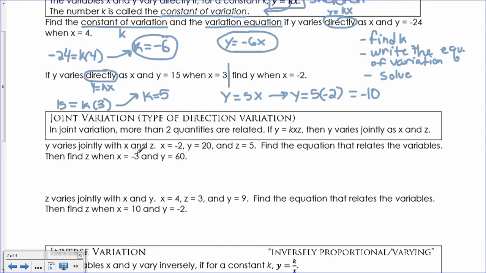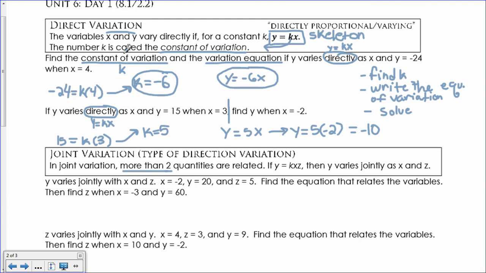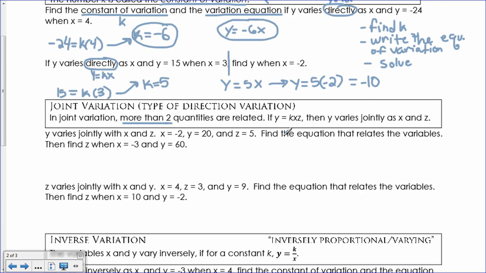So let's see if we can apply that to this other type of variation we have here. It's called joint variation. Joint variation is a type of direct variation. This time there's going to be more than two quantities that are related. Up here we just had 2, x and y. Down here we're going to have 3 or more. It's usually just 3. You can see y, x, and z. So you have y varies jointly as x and z.